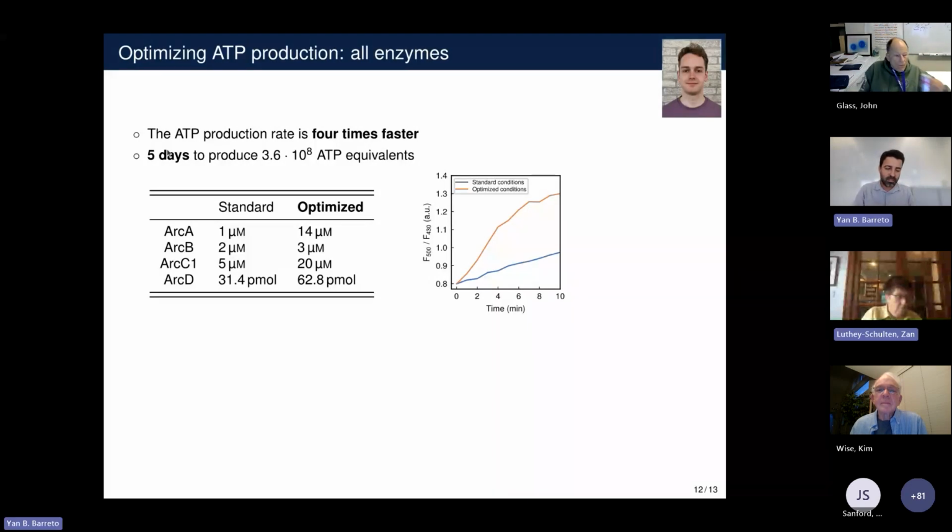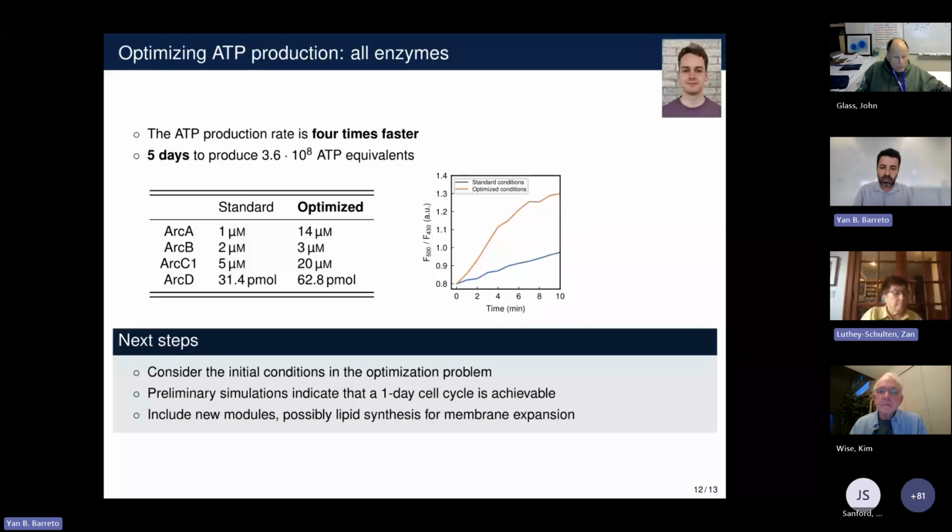But as for the next steps, some preliminary simulations already show that we can achieve a 1-day cell cycle. This would be our milestone for now. We can do that by varying also the metabolite concentrations, so they now enter into the optimization. This is yet to be done, but it seems that this is achievable with the system that we have.